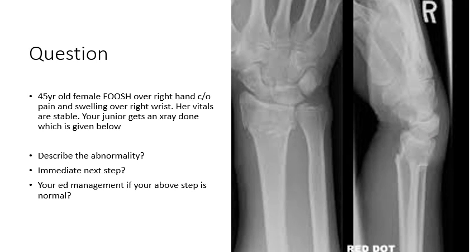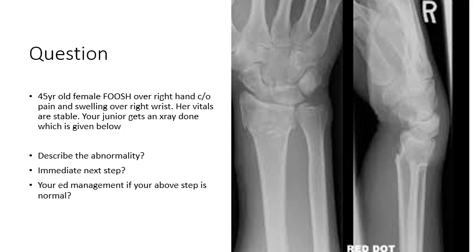Okay, let's go to one more confusing topic. Describe the abnormality. Immediate next step. Your ED management if your above step is normal. So, a 45-year-old female, fall on the outstretched right hand, complains of pain and swelling over the right wrist. Her vitals are stable. Your junior gets an X-ray done, which is given below. So what is this? Describe the abnormality.